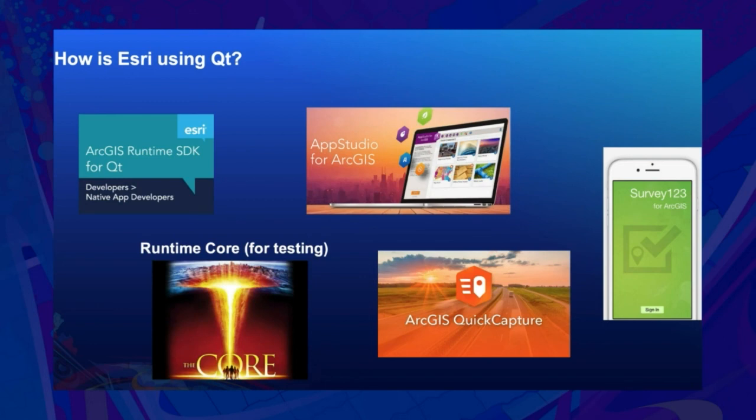We also use Qt internally for testing Runtime Core. All of the Runtime SDKs are built on top of a common C++ core. Because this is written in C++, we can use Qt to test at the core level. So this has become really a useful tool for us. This is all just to say Esri's investing heavily in Qt. We find that it works very well for us for running all of these different applications on all the different platforms that we need to support.